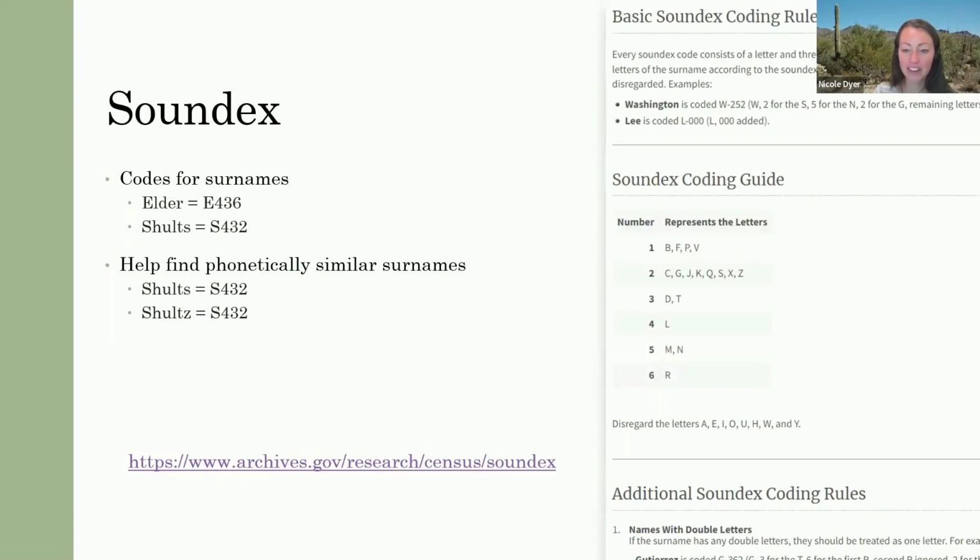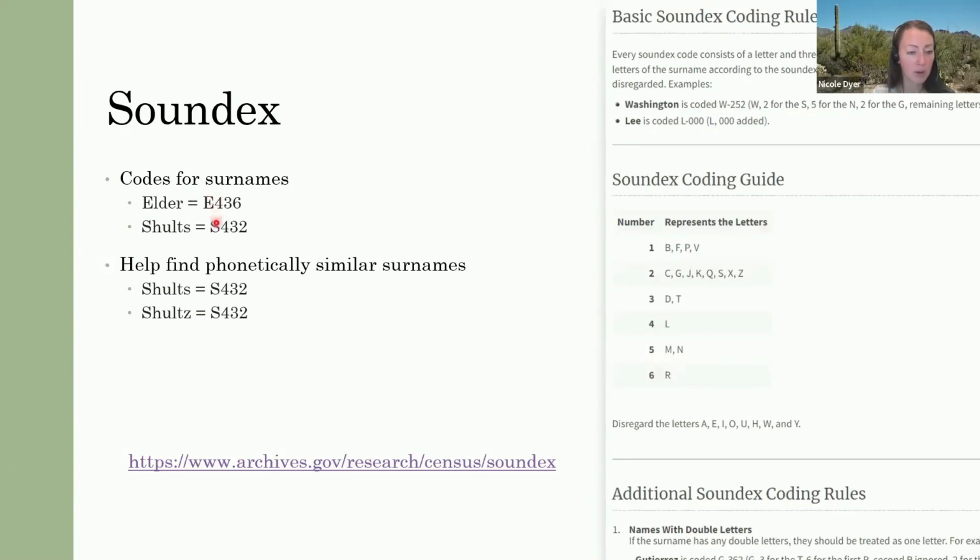Okay, so let's talk about what Soundex is and see if we can learn from this. The WPA came up with the Soundex coding system in 1936, and they created codes for surnames. Each code was supposed to be a phonetic code to help you find similar surnames. They always start with the first letter of the surname. So for Elder, it would become E436. Each code starts with that letter, and then it has 3 digits. So there's only going to be 4 characters in each surname code, even if the name is longer.